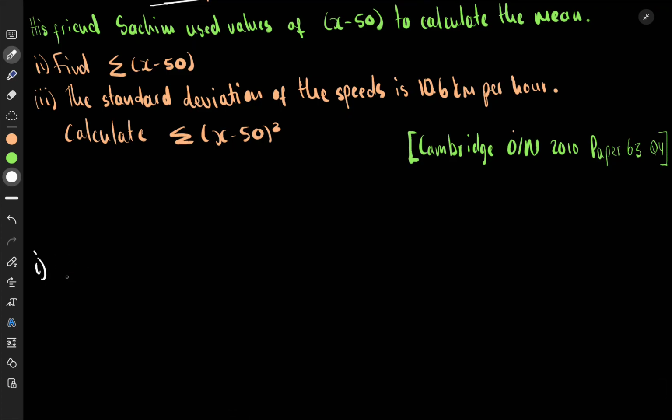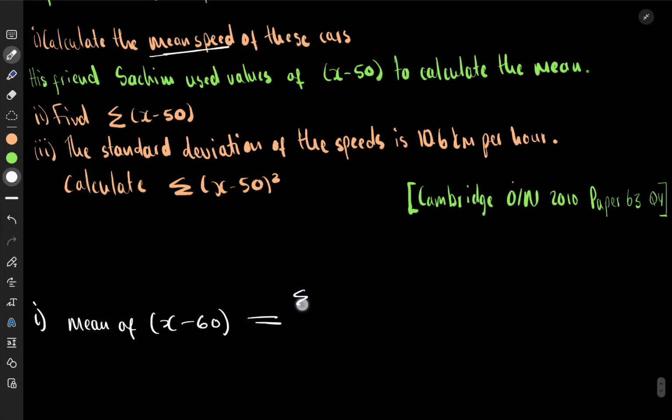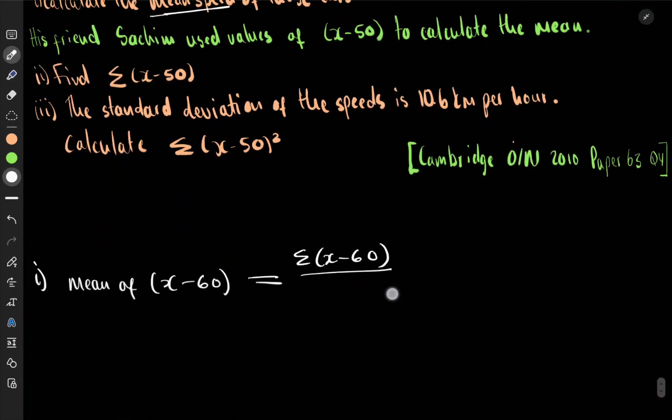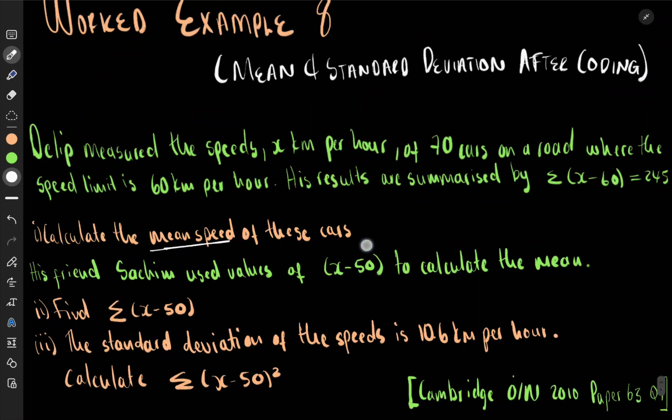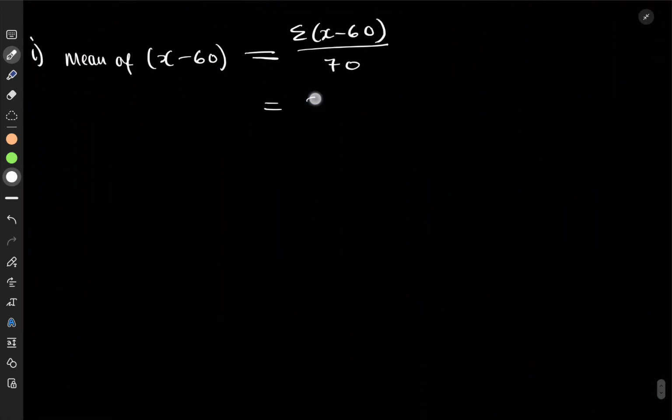But the first thing we can get is the mean of x minus 60. Remember, mean is the sum over the number of terms. So it'll be the sum of x minus 60 over the number of terms. How many cars were there? 70 cars. So over 70. What is the sum of x minus 60? 245. So it'll be 245 over 70. Then we get the mean of all the values that he measured that were 60 kilometers less. So 245 divided by 70 gives 3.5.